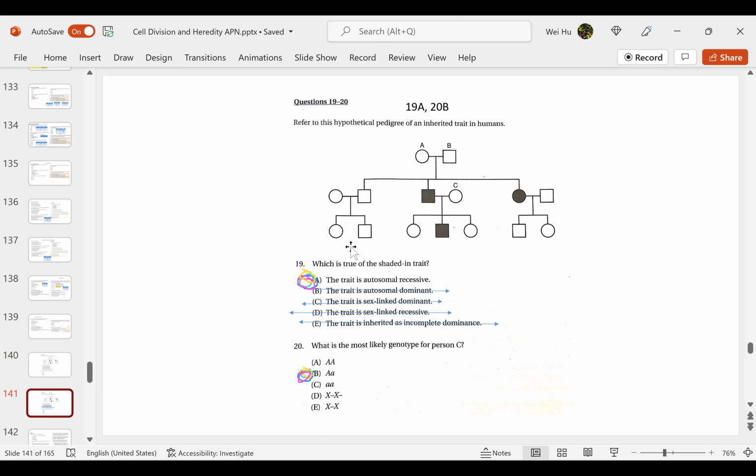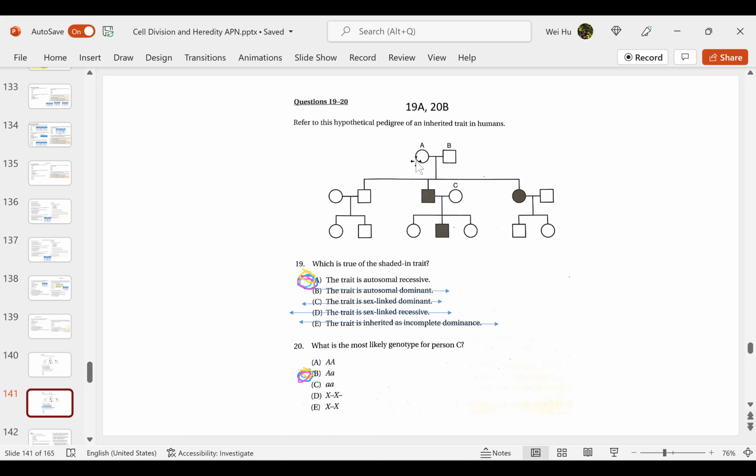Okay, so now let's have a look. Okay, so number one, you have to decide whether they are dominant or recessive. So if it's dominant, then every generation should have the disease. So for this one, both parents do not have the disease. So therefore, this must not be dominant. Okay, so if you decide it is not dominant, then you will cross out B and C because they talk about dominant, right? So B and C are dominant, but this is not dominant.